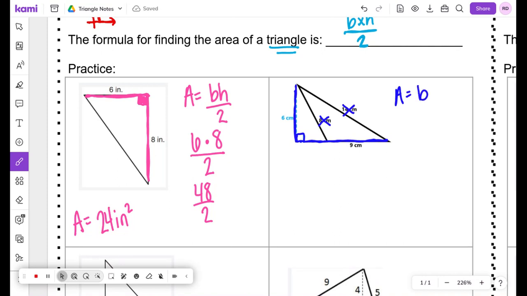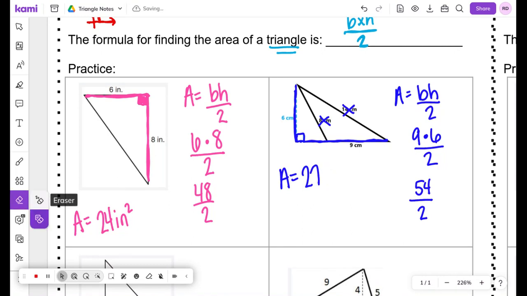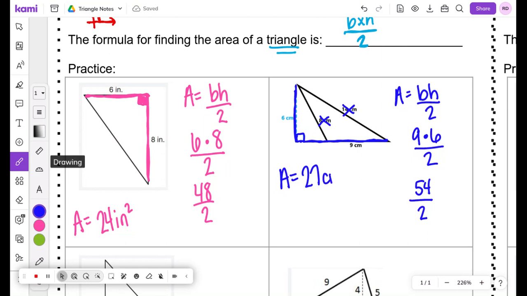So the area formula is still base times height divided by 2. The base of this triangle is 9. The height is 6. And then we're going to divide it by 2. 9 times 6 is 54. And 54 divided by 2 means the area of this triangle is 27, nope, not inches, 27 centimeters squared.